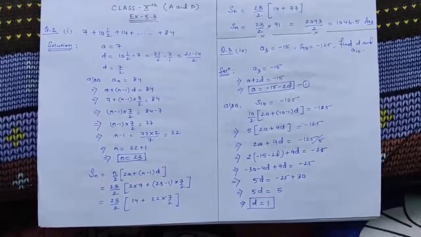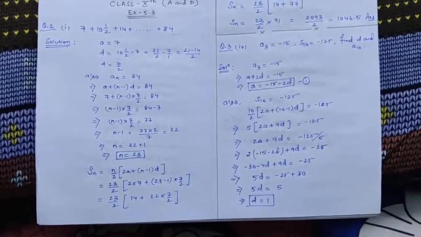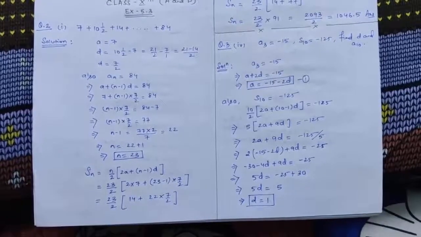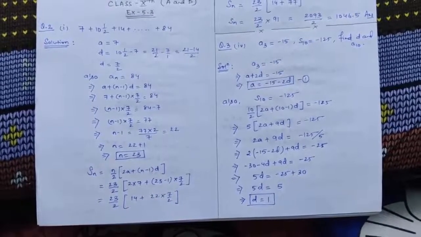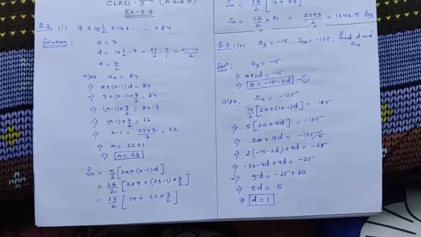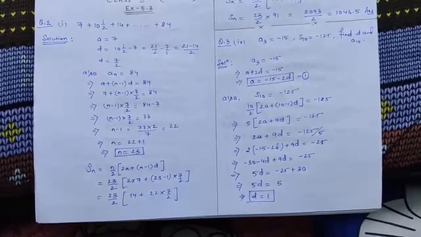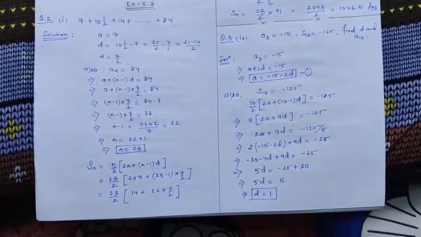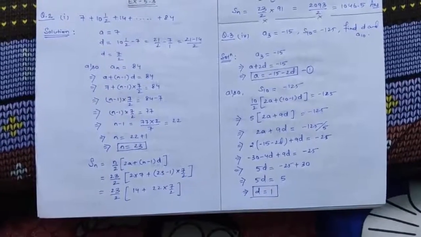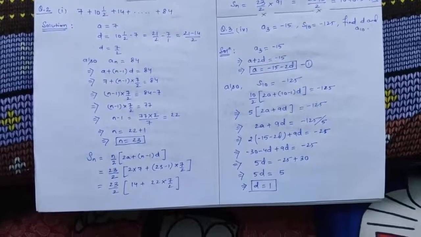Now a3 can be written as a plus 2d is equal to minus 15. Now the value of a is minus 15 minus 2d, which is the first equation. I have calculated the value of a from that, then applying the formula for sum, which is n by 2 into 2a plus n minus 1 into d, and in place of n I have written 10. Then we get 5 multiplied by 2a plus 9d is equal to minus 125.